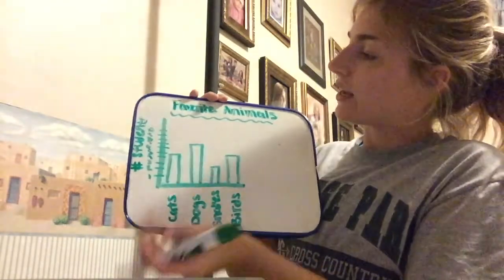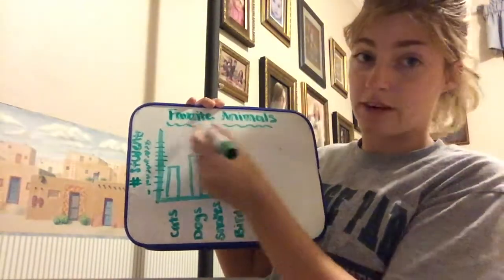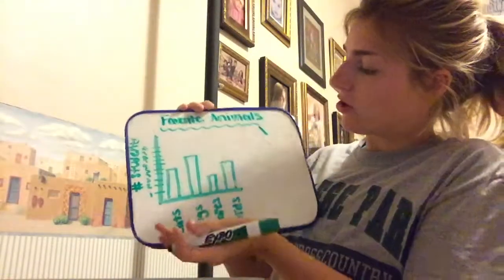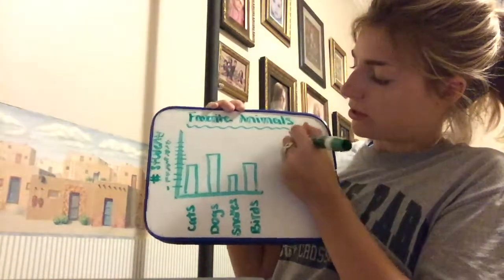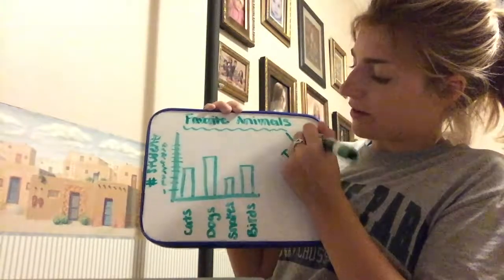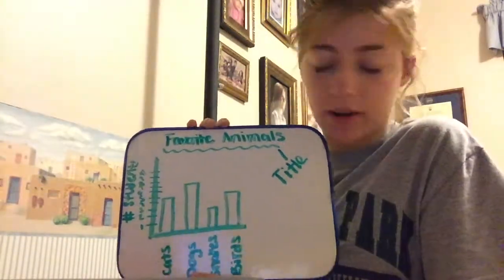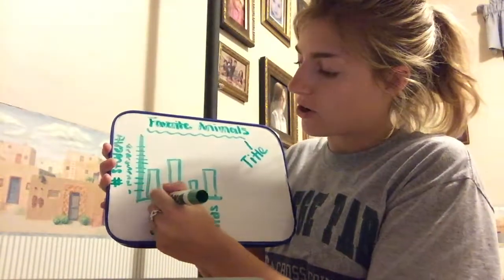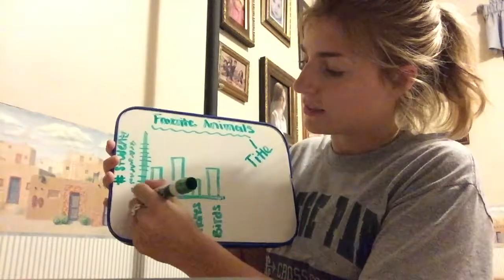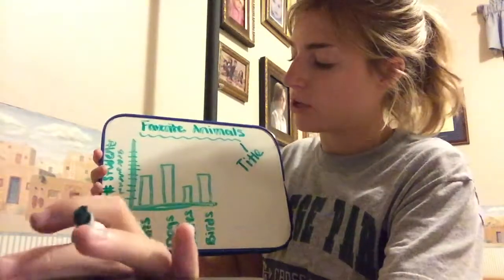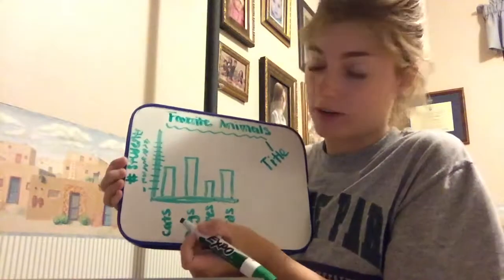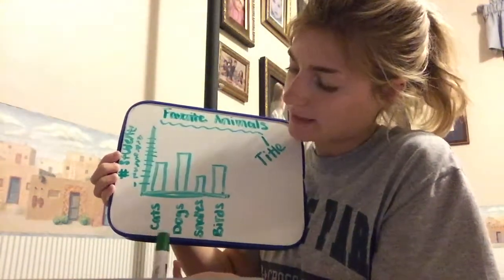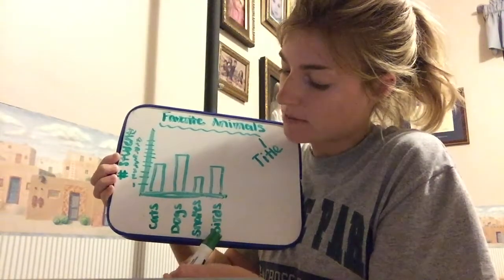So can anybody tell me what this is? This is very important because it tells us what we're talking about. This is called our title. And it is very important to have because we've got to know what we're talking about, right? So here is called our x-axis. We don't have to remember it as the x-axis. This is where we're going to have our categories. So our categories are cats, dogs, snakes, and birds.